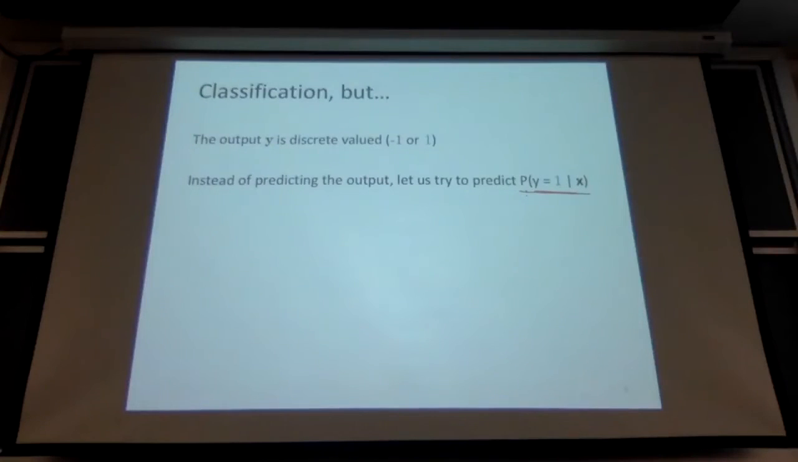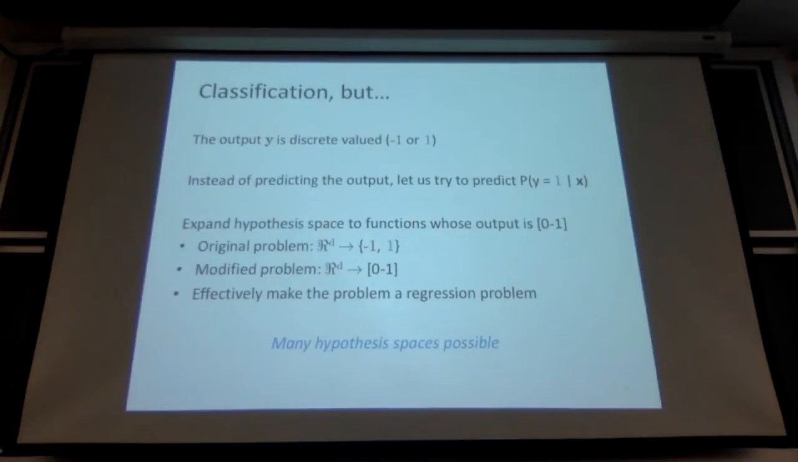Which means what we have is a regression problem. The original problem we had was mapping these features in R^d to -1 or 1. That was a classification problem. Instead, we now have to find hypothesis spaces that contain real numbers in the output. So we need to produce numbers in the range of 0 to 1. So we have a regression problem, and we need to predict probabilities.